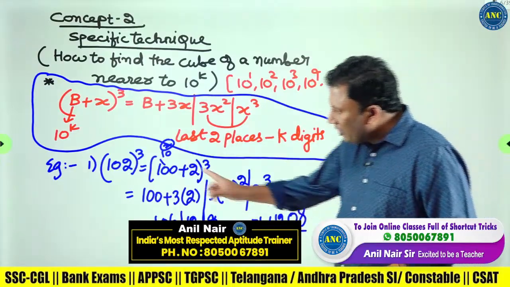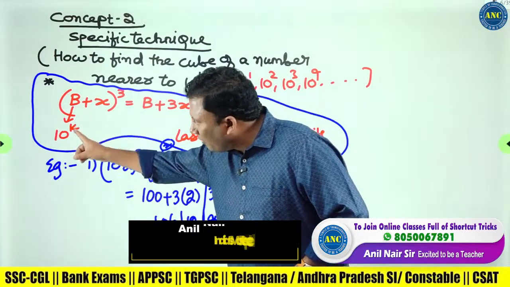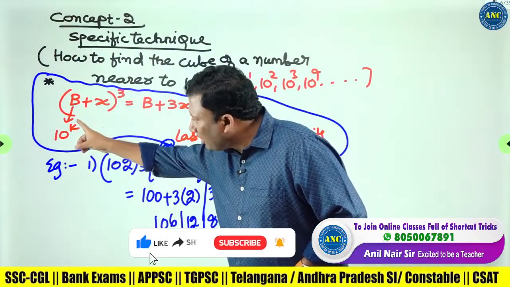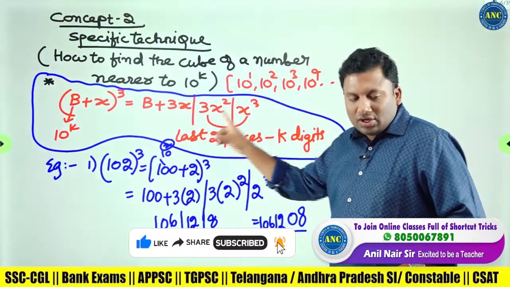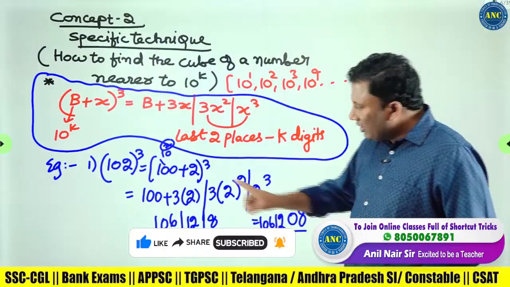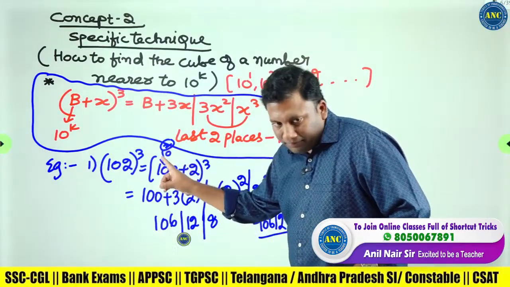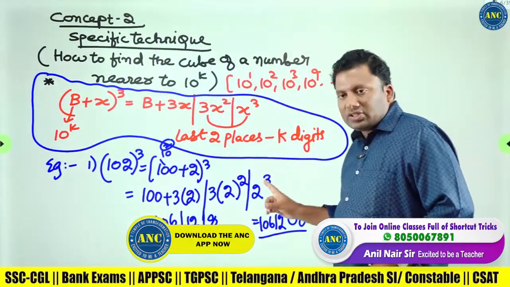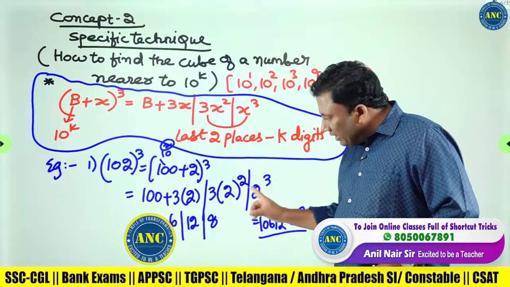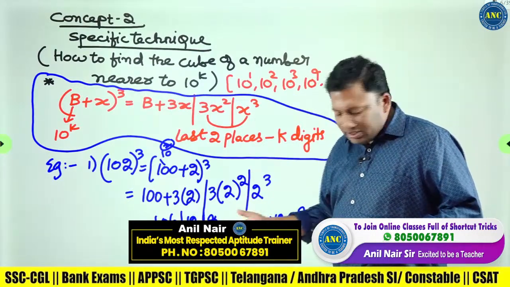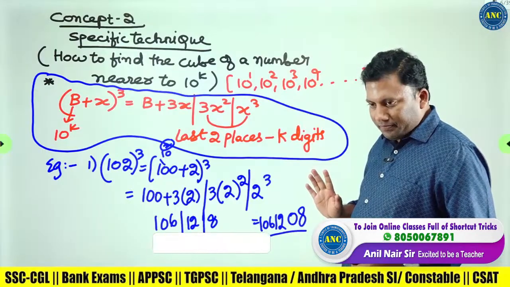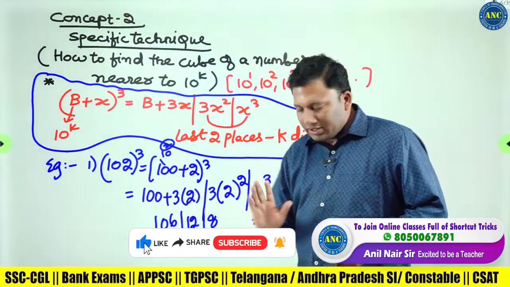Again I am repeating. If b is of the form 10 power k, whatever power is there, the k value, this place and this place will have k digits. 100 is 10 square. Last two places 2-digit format. 8 in a 2-digit format is 08. 12 is already in a 2-digit format. Remaining as it is. 1 minute.